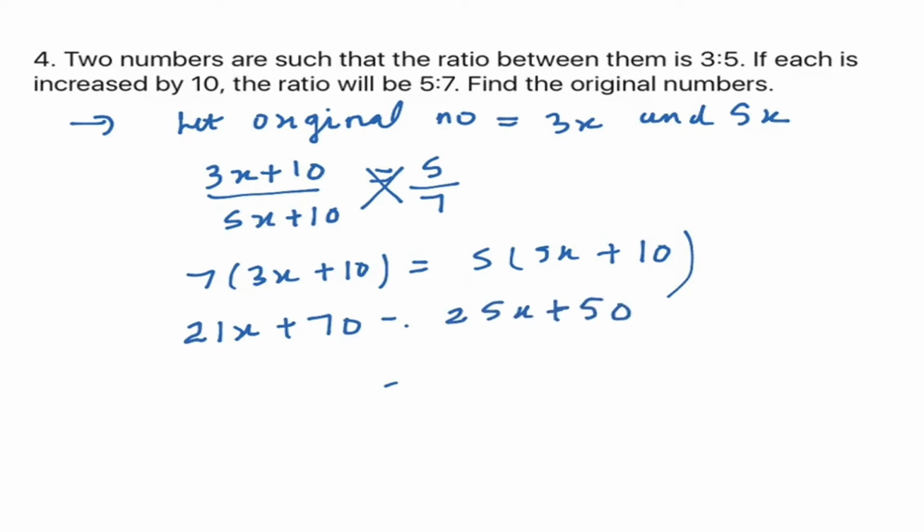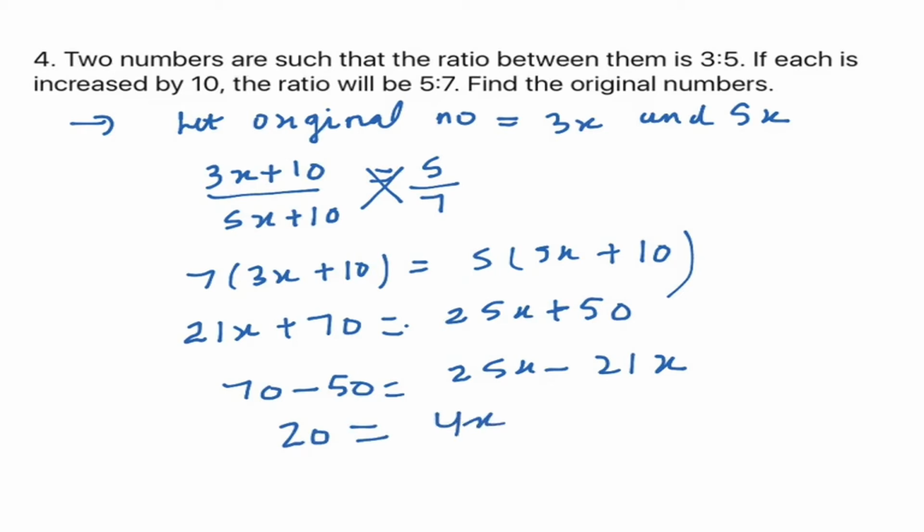Now we will transpose the like terms. So we can transpose 50 over here: 70 minus 50 will be equal to 25x minus 21x. 70 minus 50 will give us 20. 25x minus 21x will be 4x. So x will be 20 divided by 4, which gives us 5.